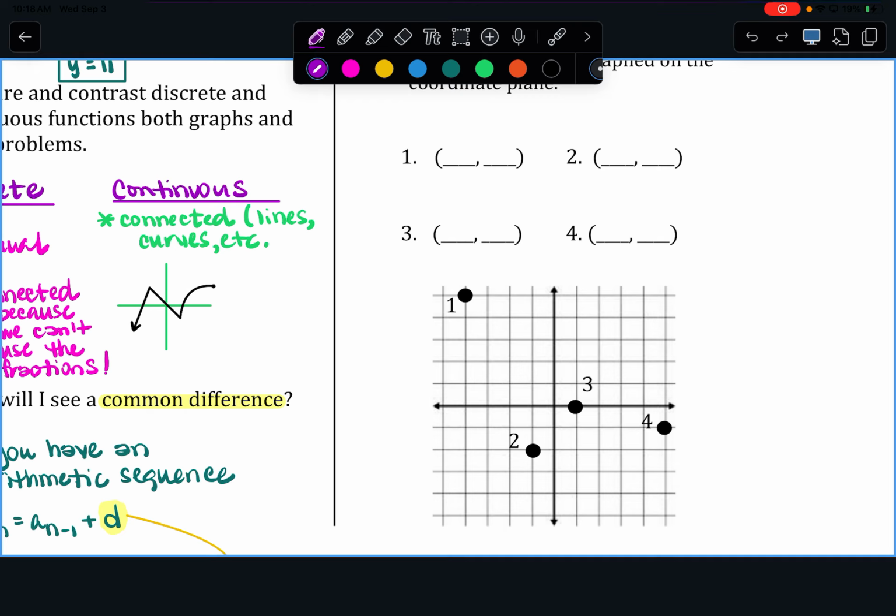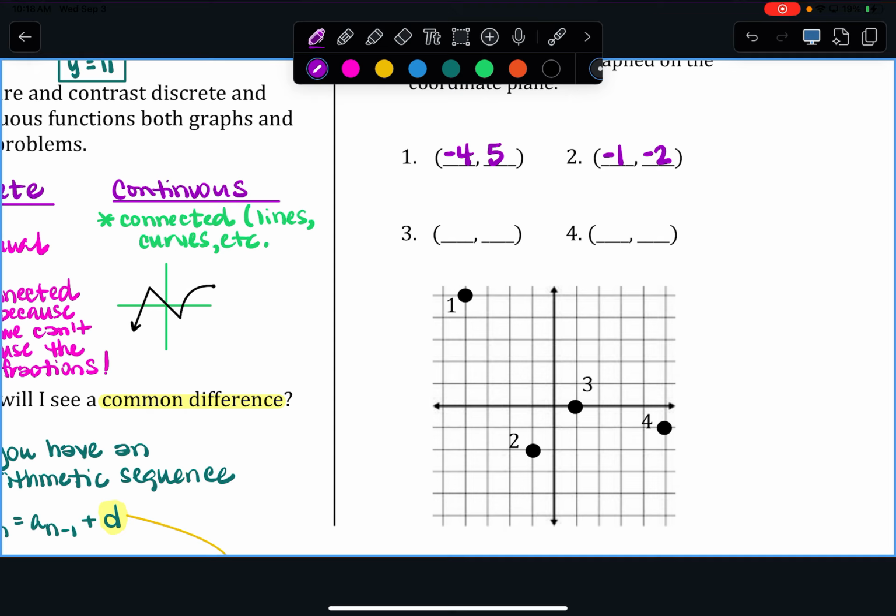So it looks like we're going left 4. That's negative 4 because it's a left movement. And then up 1, 2, 3, 4, 5. So left 4, up 5. And up is a positive movement, so negative 4, 5. Okay, let's see, 2. Looks like we're going left 1, which is a negative 1 movement, and down 2, which is a negative 2 movement.